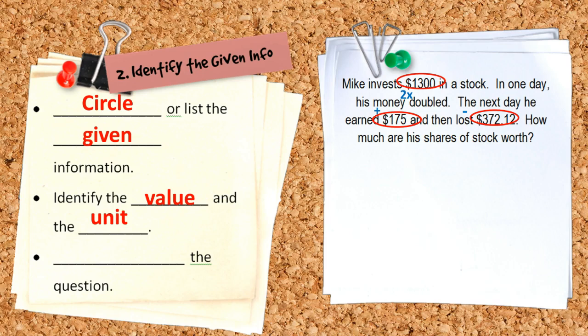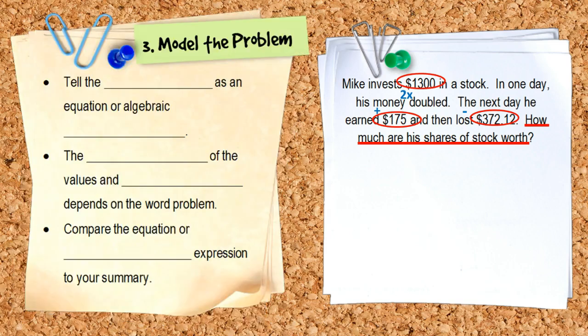It also really helps if you underline the question. How much are his shares of stock worth? This not only tells you where the problem's going, but it tells you the unit that your final answer should be in. How much are his shares worth? Well, that's going to be money, so my unit's going to be dollars. Step 3, let's model the problem.